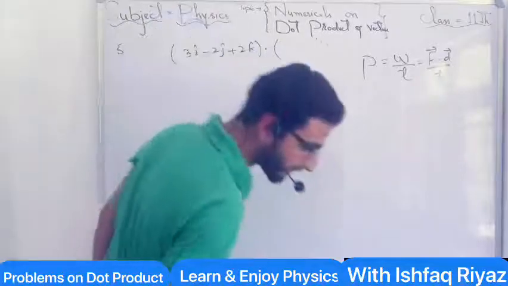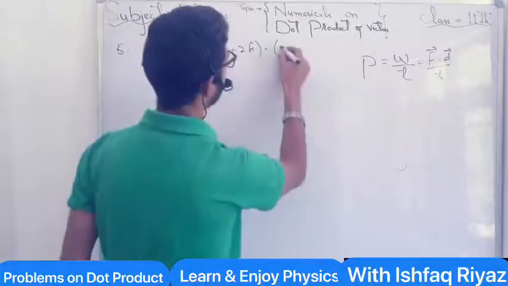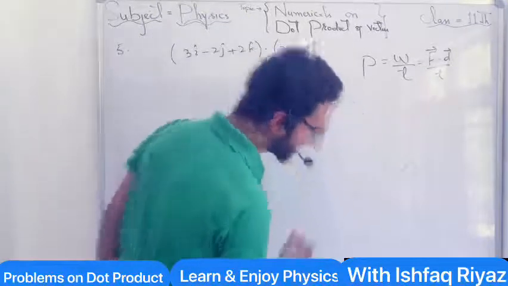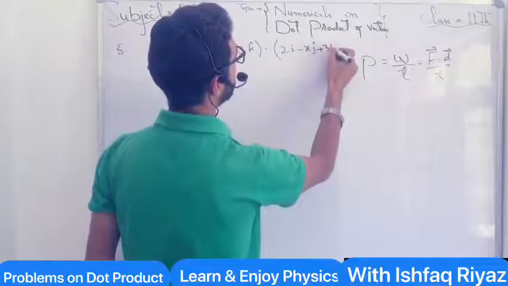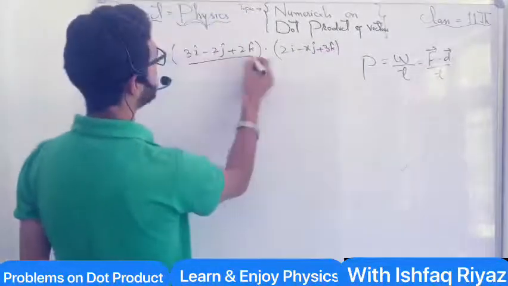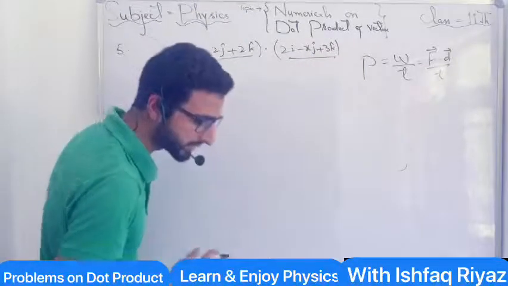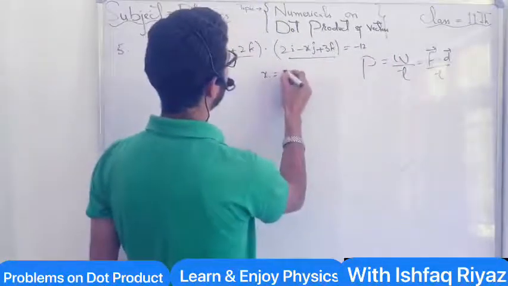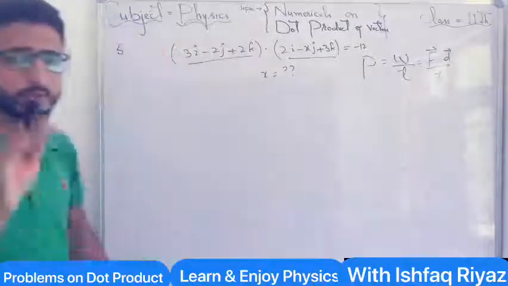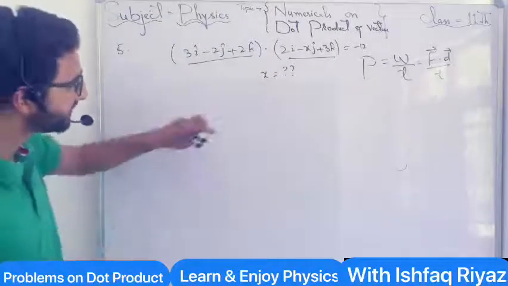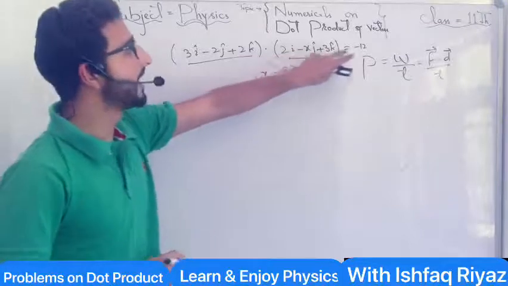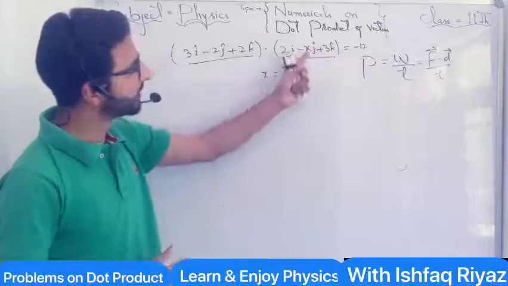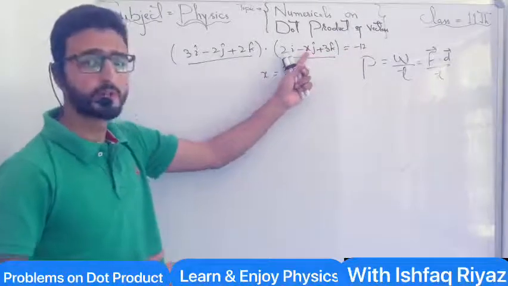Dot 2i minus xj plus 3k. The dot product between these two vectors is equal to minus 12, right? We have to calculate the value of x. Basically, we have two vectors. Suppose this is vector A, this is vector B, and the dot product between the two vectors is equal to minus 12. We have to calculate the value of x, I mean the coefficient of j.